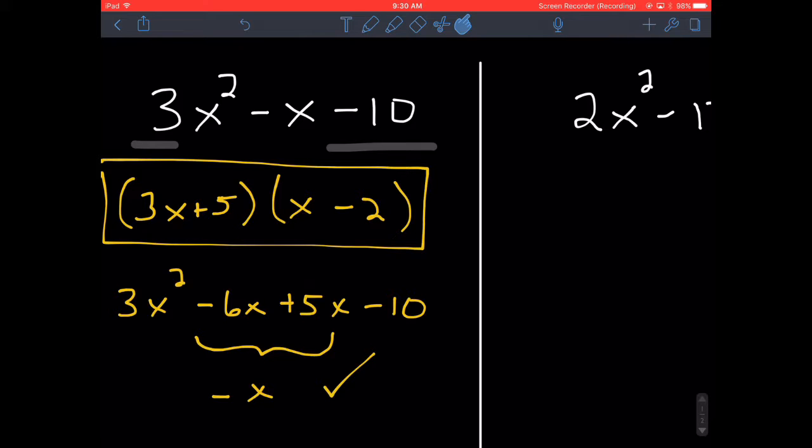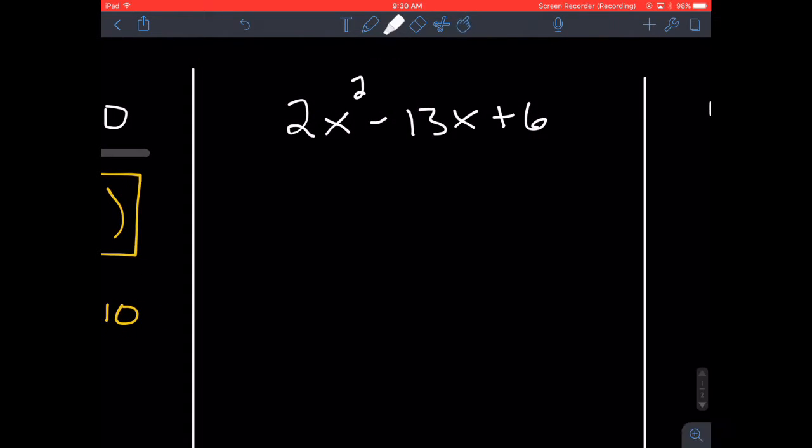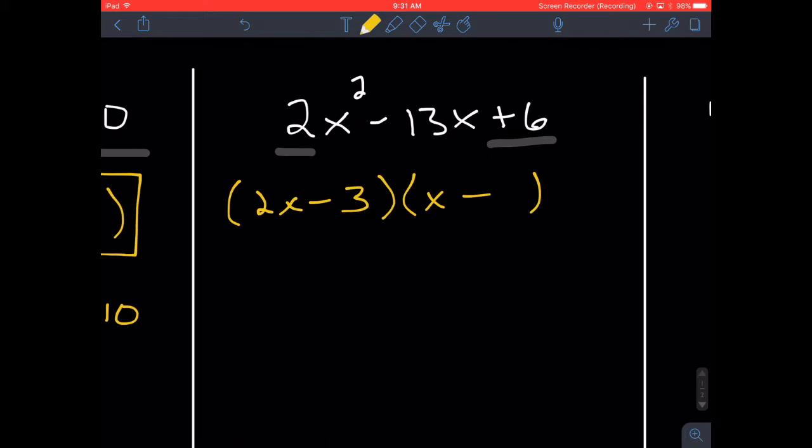Sweet! Now in our next example, we have 2x squared minus 13x plus 6. So I'm going to be looking for two numbers that multiply to 2 and two numbers that multiply to 6. I'll set up my parentheses where 2x is in the first set and x is in the second set. Since my b is negative and c is positive, I'm going to have negative, negative, and we'll do 3 and 2 for 6.